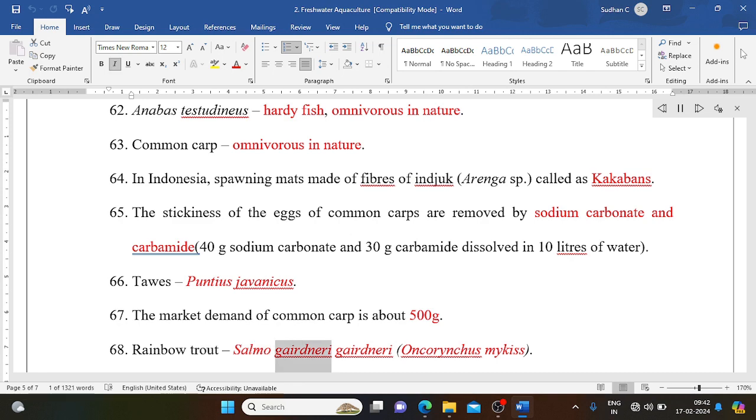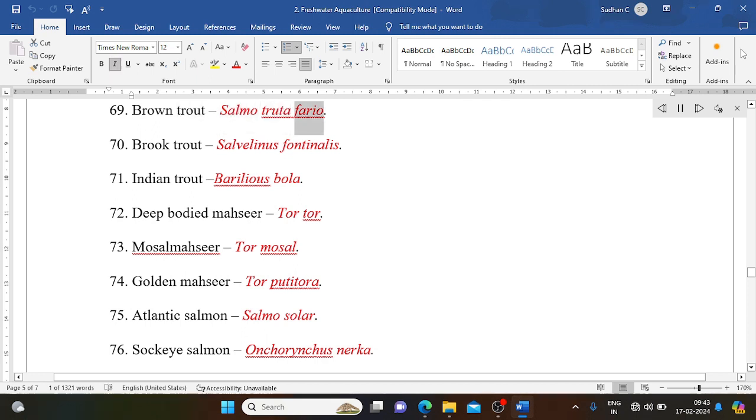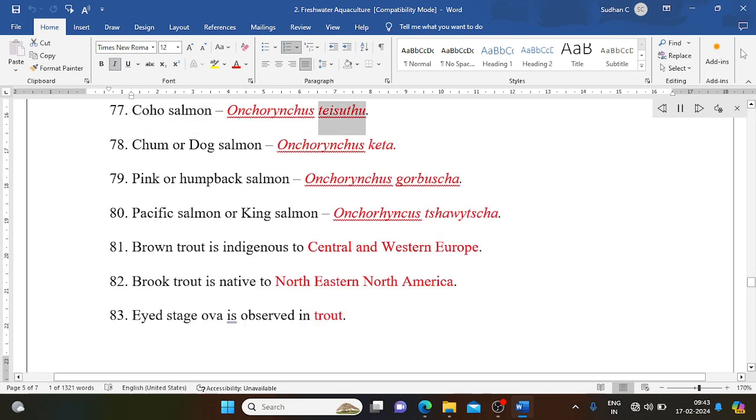Rainbow trout, Salmo gairdneri, Oncorhynchus mykiss. Brown trout, Salmo trutta fario. Brook trout, Salvelinus fontinalis. Indian trout, Barilius bola. Deep-bodied mahseer, Tor. Mosal mahseer, Tor mosal. Golden mahseer, Tor putitora. Atlantic salmon, Salmo salar. Sockeye salmon, Oncorhynchus nerka. Coho salmon, Oncorhynchus kisutch. Chum or dog salmon, Oncorhynchus keta. Pink or humpback salmon, Oncorhynchus gorbuscha. Pacific salmon or king salmon, Oncorhynchus tshawytscha.